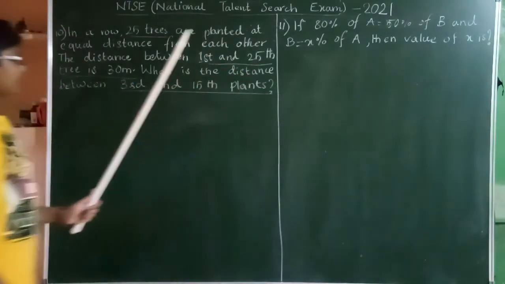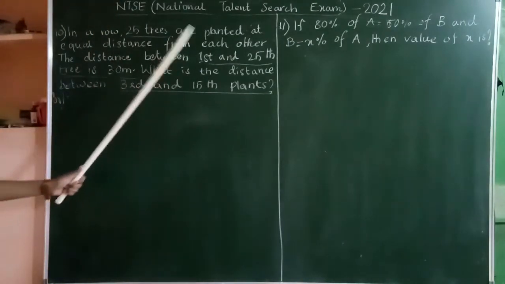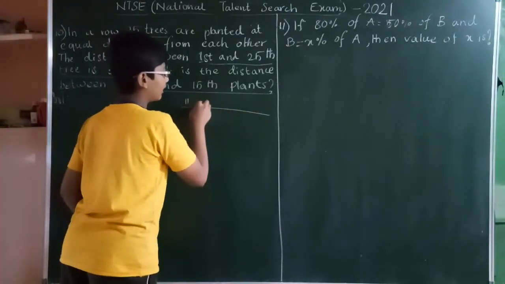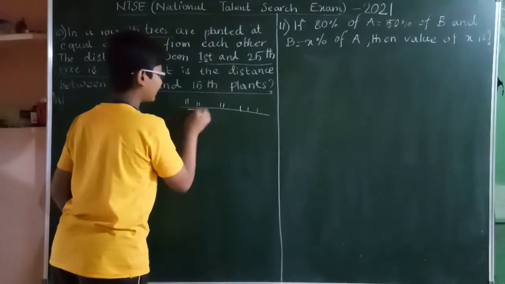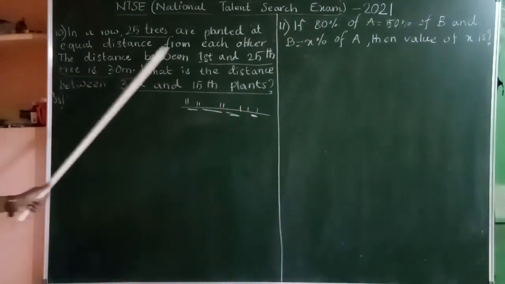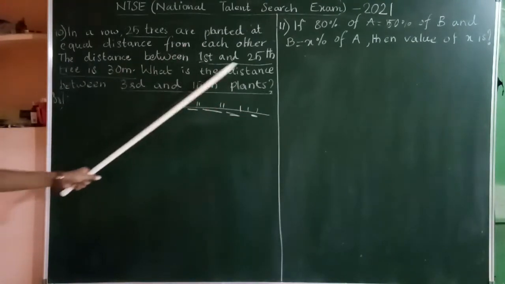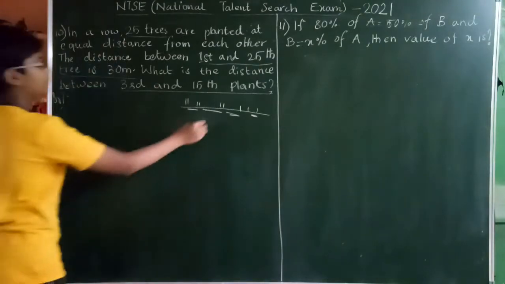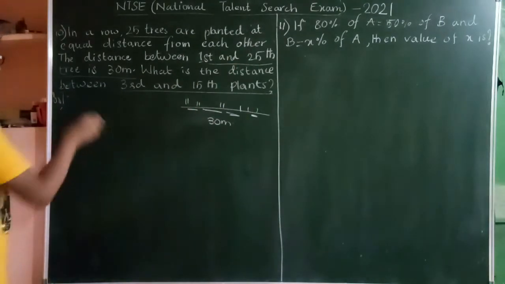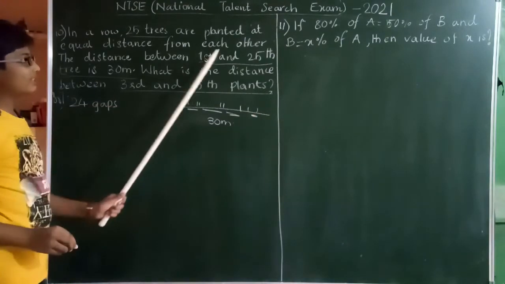Okay, let's see here. There are 25 trees planted in a row, like this, where the distance is equal in all cases. If they are planted like this, then the distance between the first and 25th tree is 30 meters. Between the first and 25th tree there will be 24 gaps.